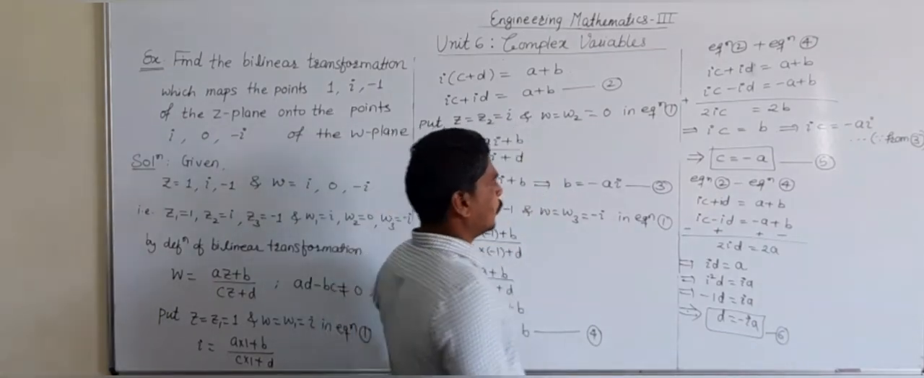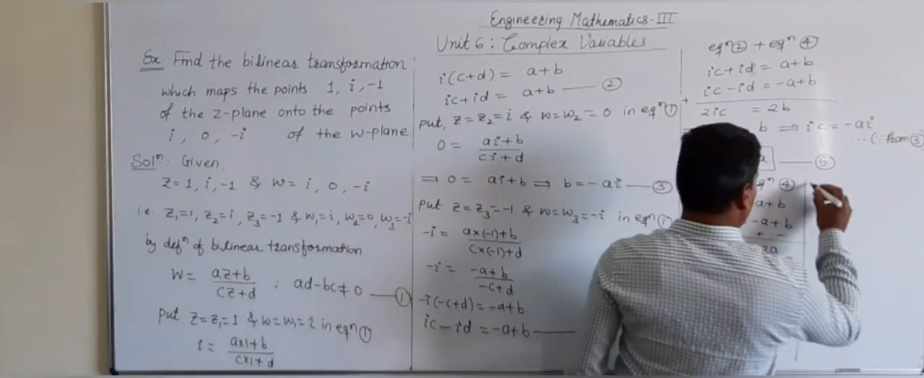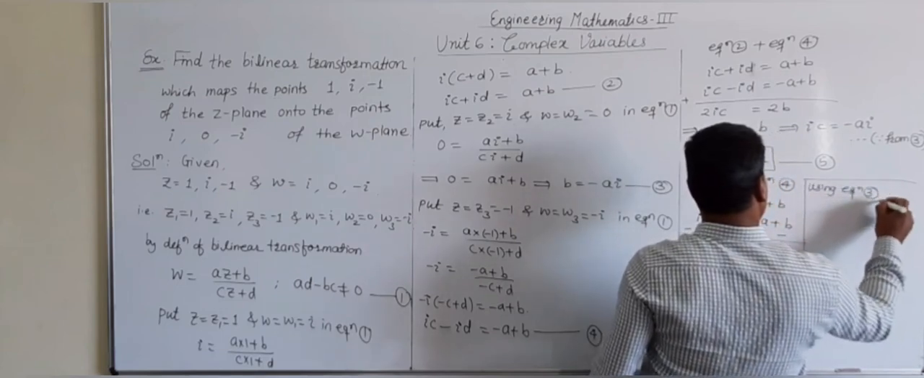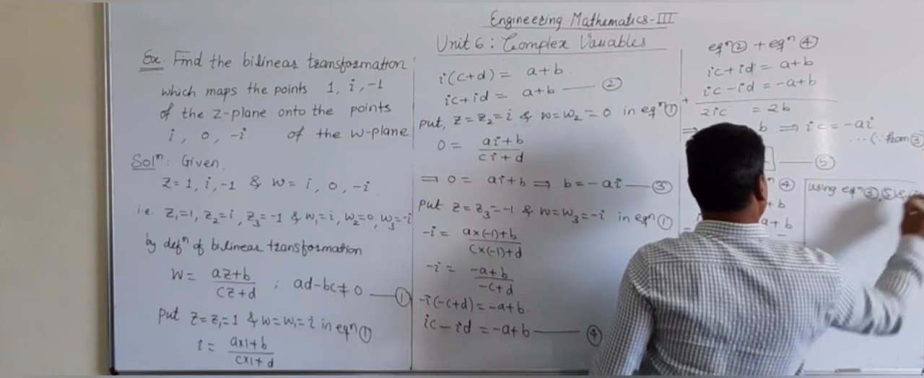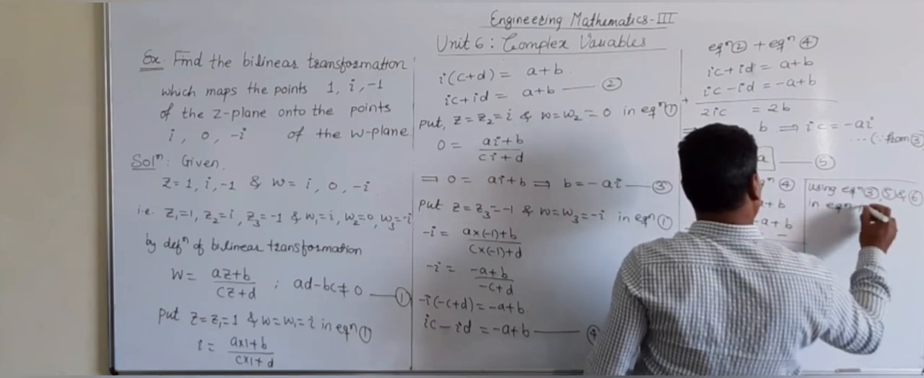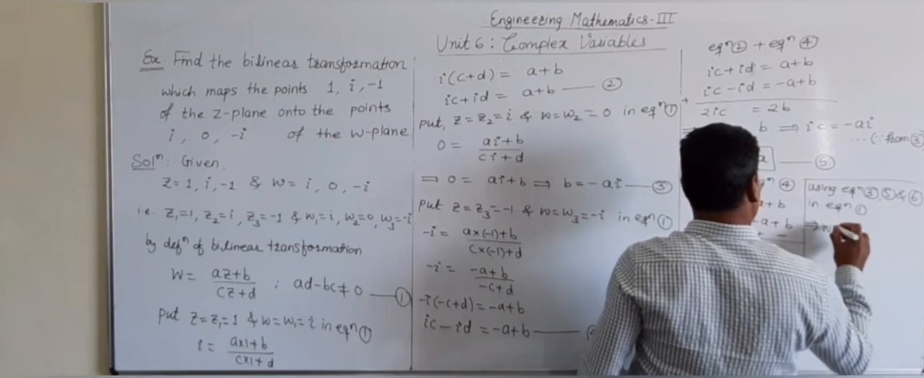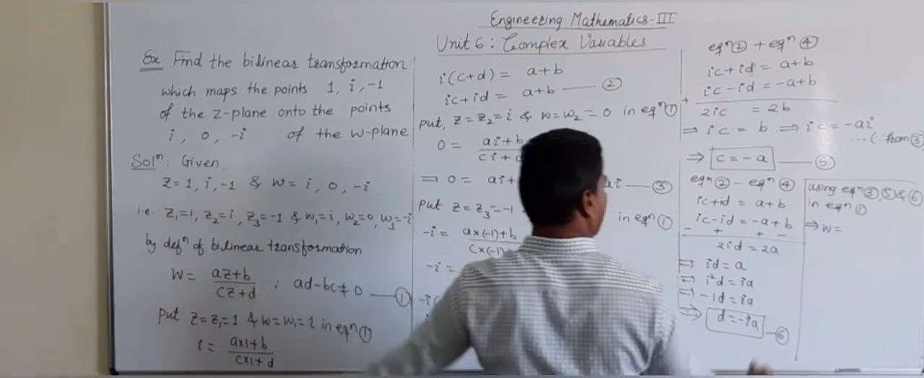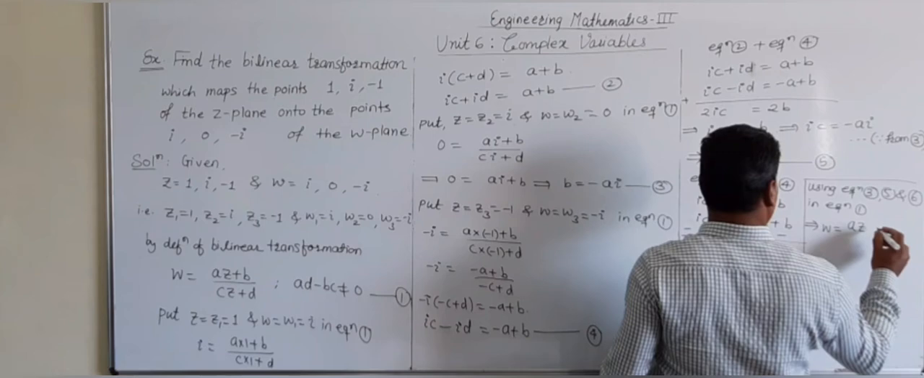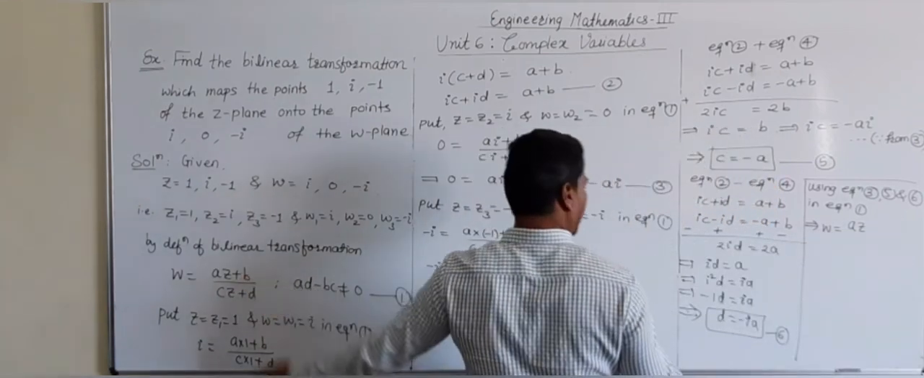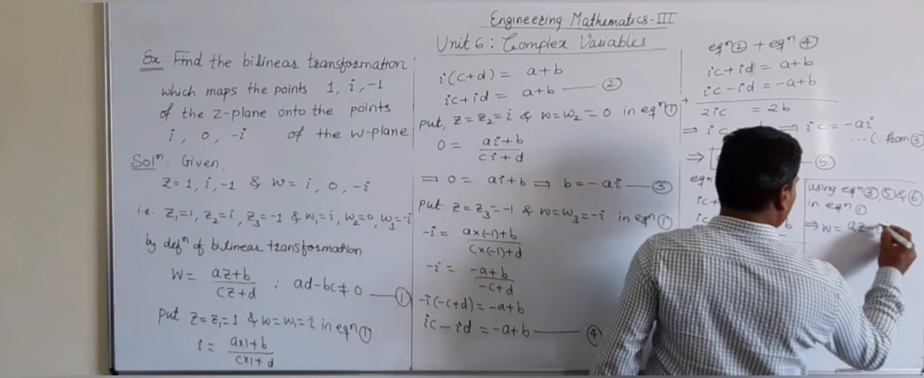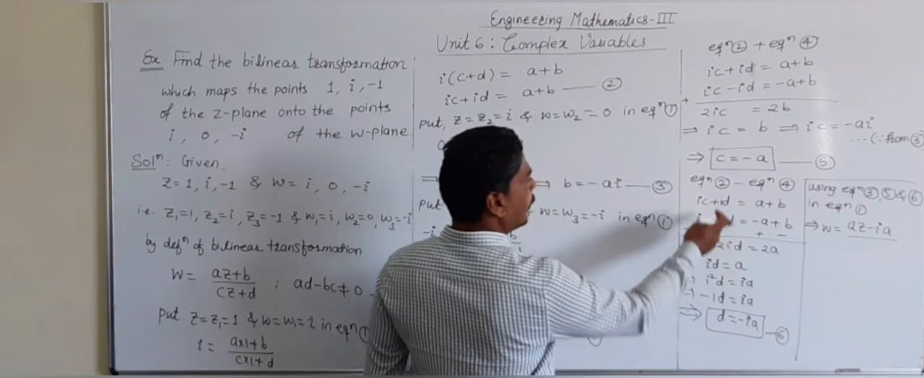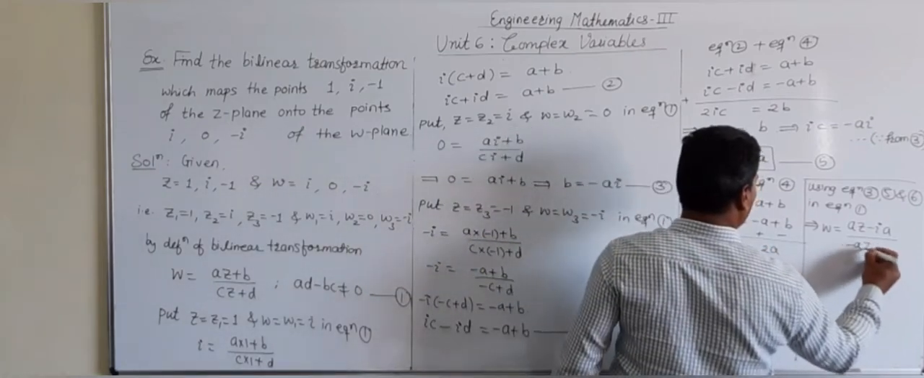And now using equation 3, 5 and 6 in equation 1 implies W is equal to value of A is as it is, because we are writing all terms in terms of A. Then value of D in terms of A becomes minus IA divided by CZ. Value of C in terms of A is A. So we get minus A into Z.